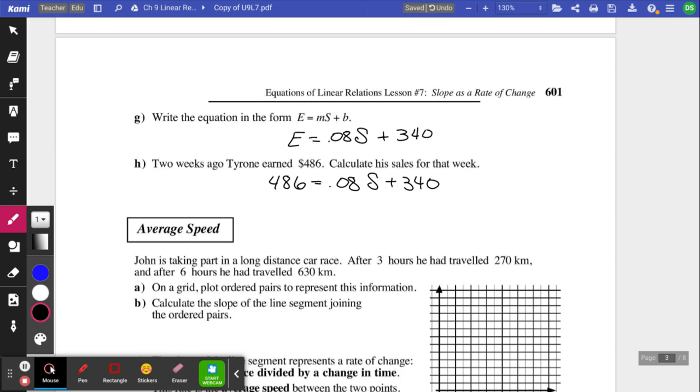Why not just subtract his base pay? And then divide it by 0.08. That's exactly what we're going to do. We're going to subtract the base pay. Go ahead and do that. Subtract the base pay. So we'll have 6.